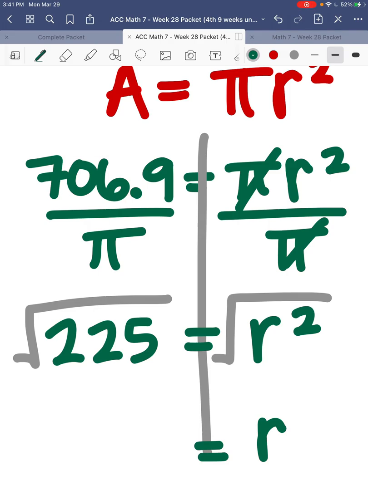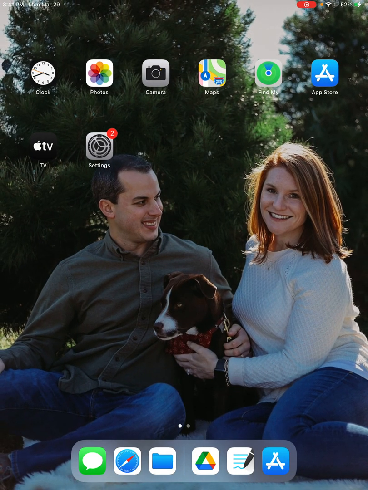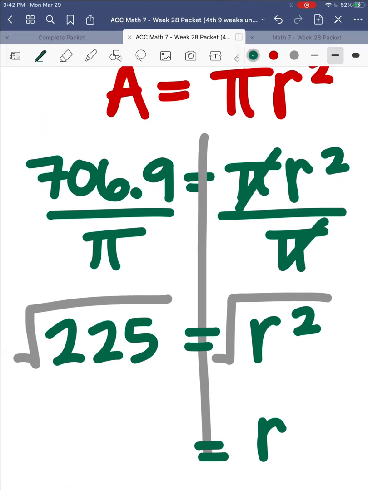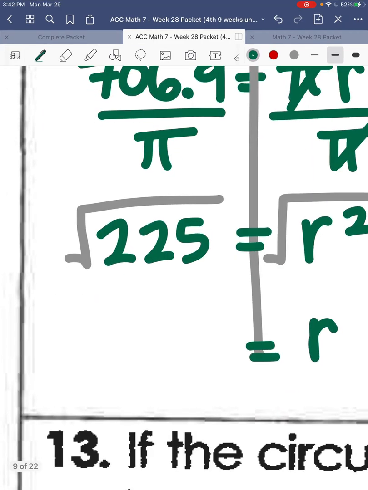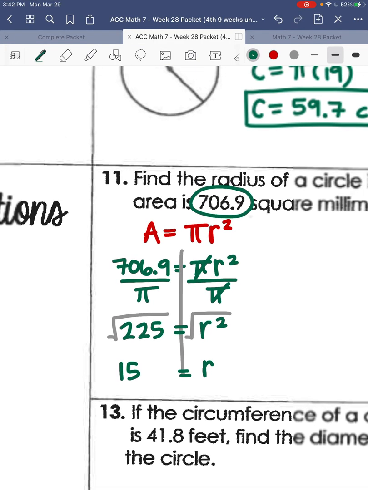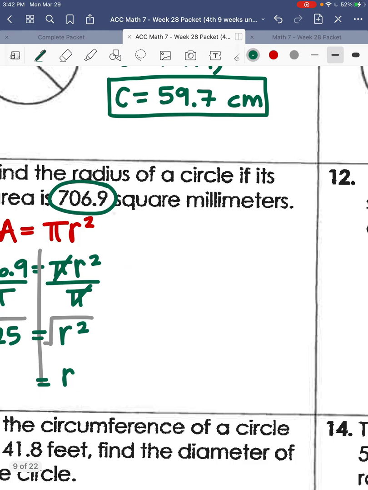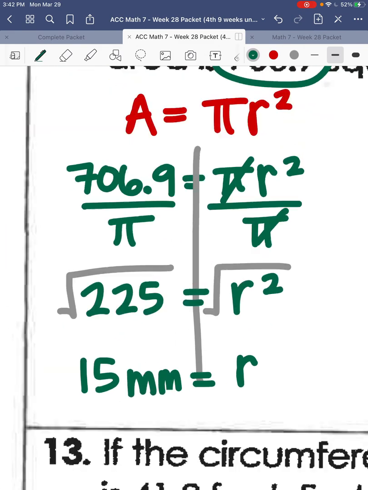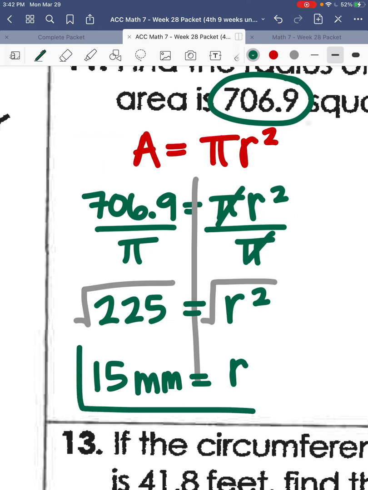You might know this off the top of your head, but in case you need a refresher, you can use your calculator. The square root symbol is that. So I'm putting 225 inside the square root, and I get 15. 15 what? I need the unit. So let's look back up here. Notice it's square millimeters, so it would just be millimeters. So 15 millimeters is the radius.